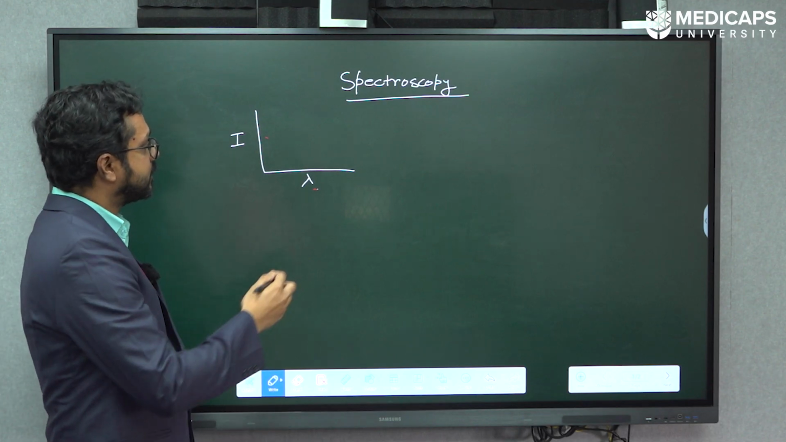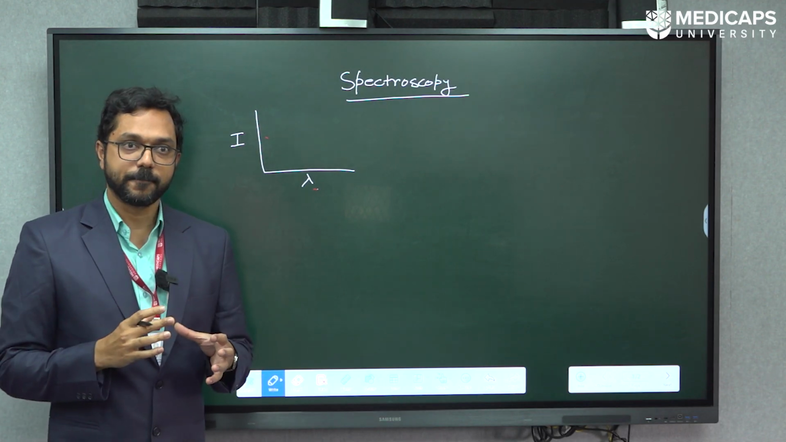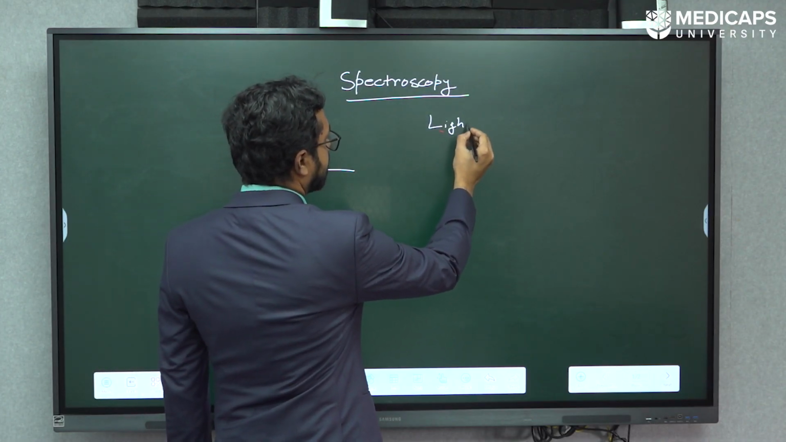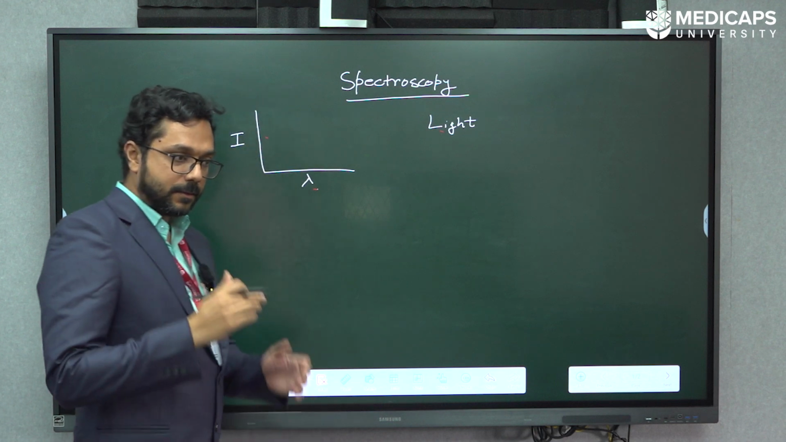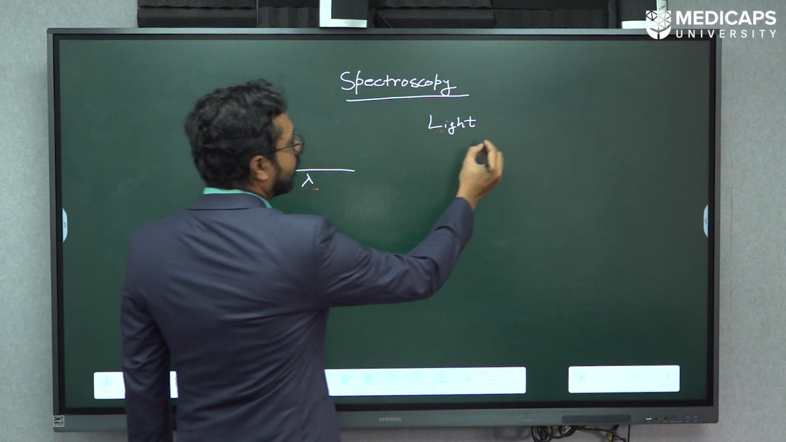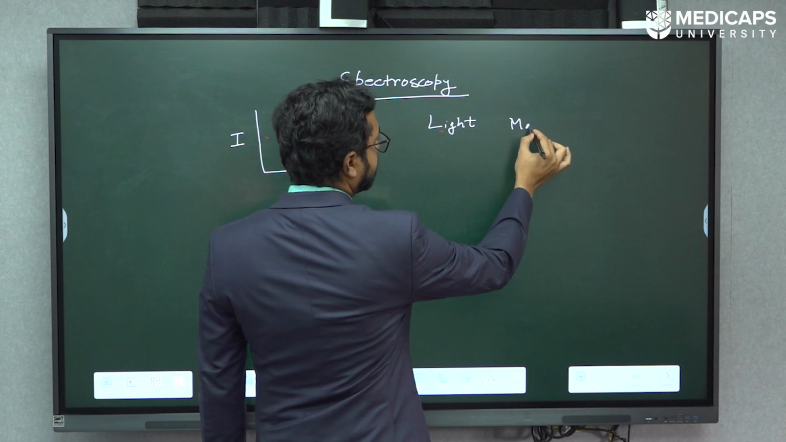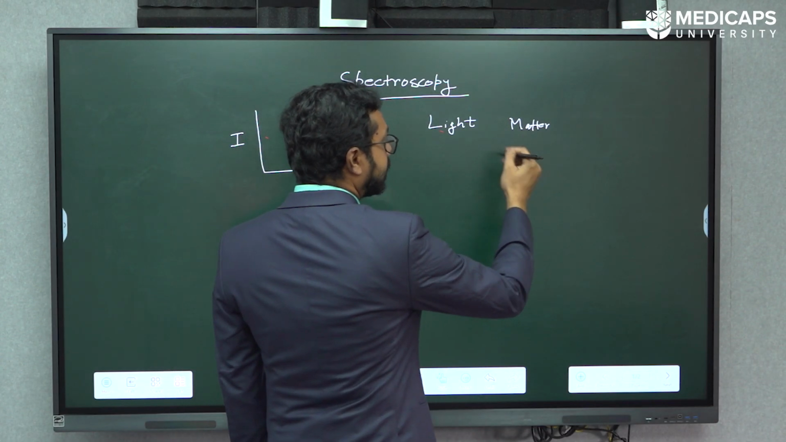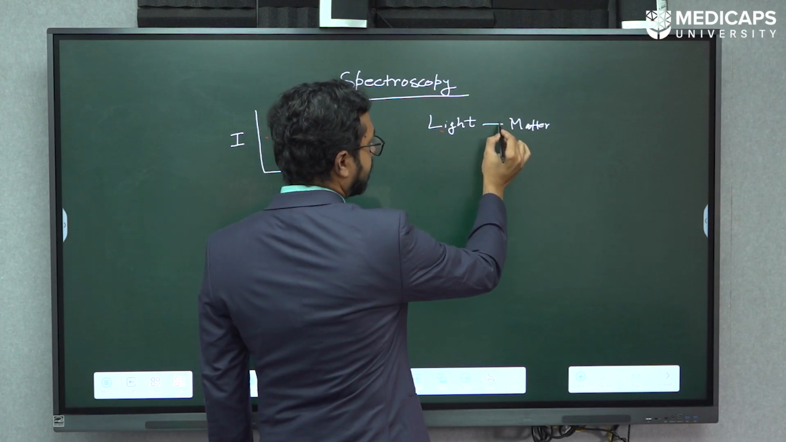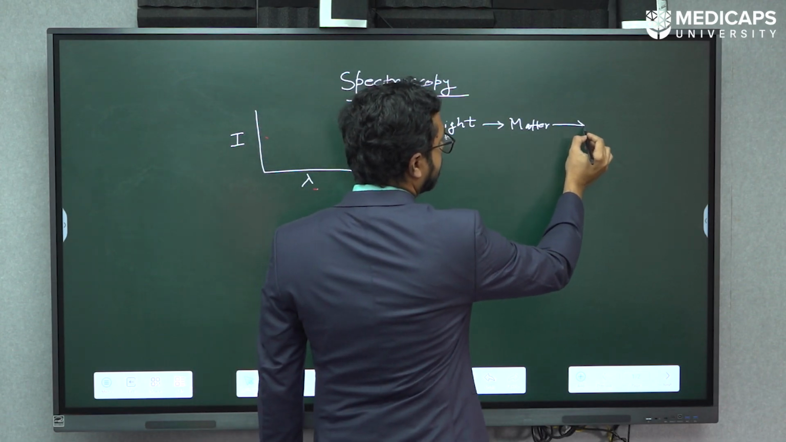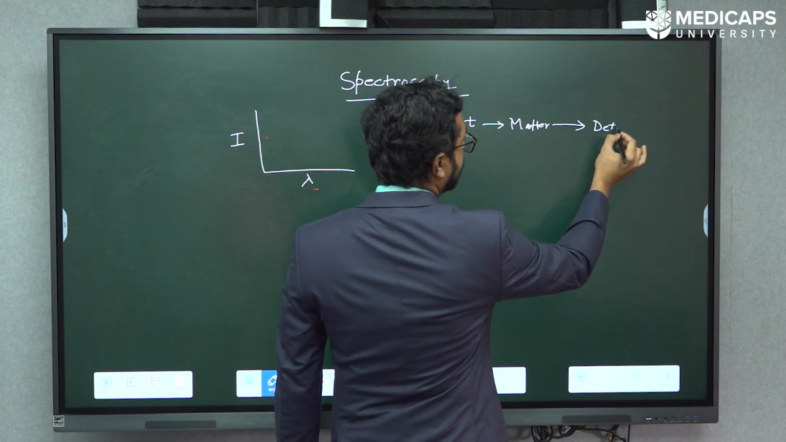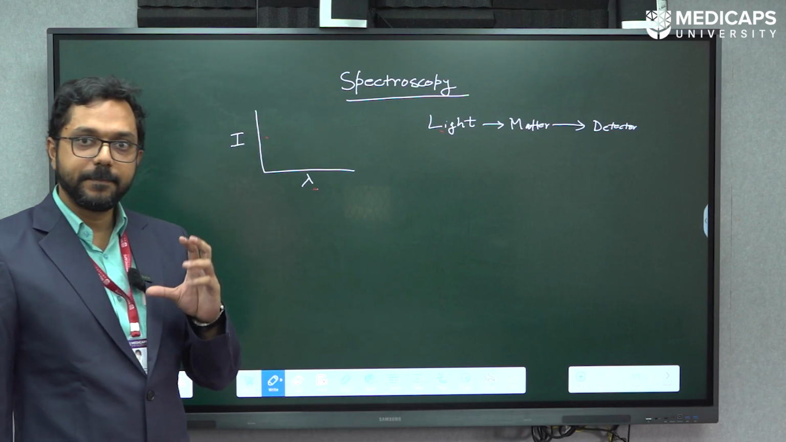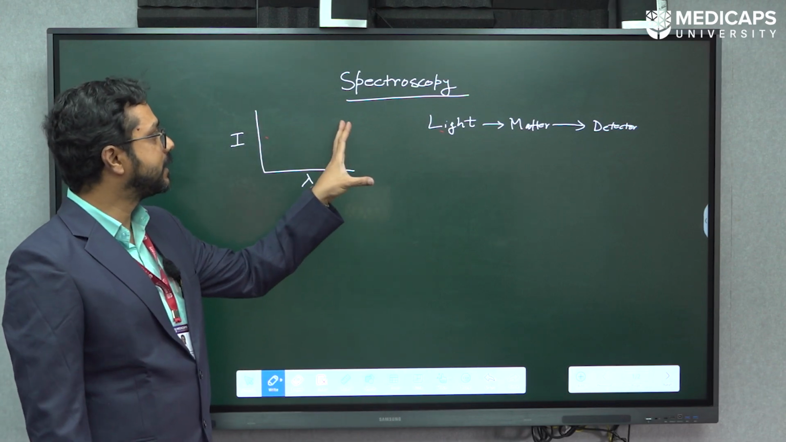Now that means, for spectroscopy, you must have light first of all. Then the light will fall onto matter. Then after the interaction, you will detect it. So you need a detector. This is the basic instrumentation of spectroscopy.